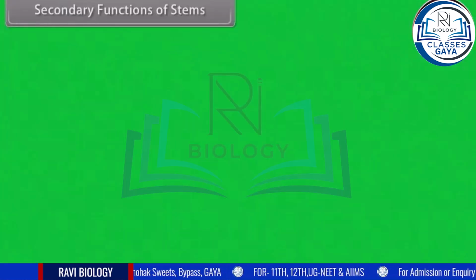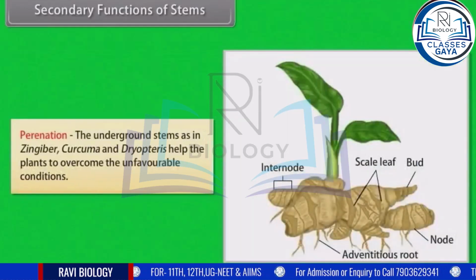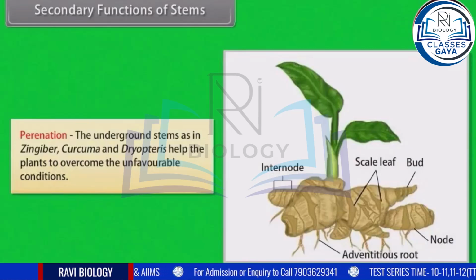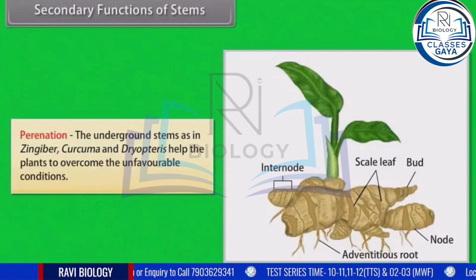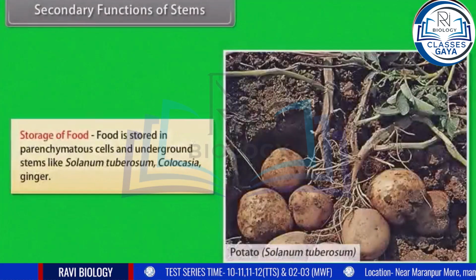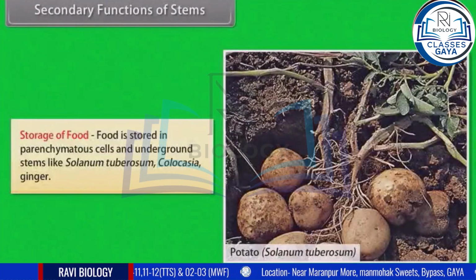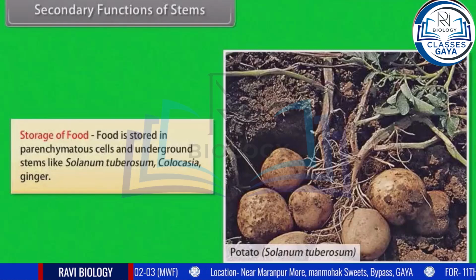Secondary functions of stems. Perennation. The underground stems, as in zingiber, curcuma, and Dryopteris, help the plants to overcome the unfavorable conditions. Storage of food. Food is stored in parenchymatous cells, in underground stems like Solanum tuberosum, Colocasia, ginger.